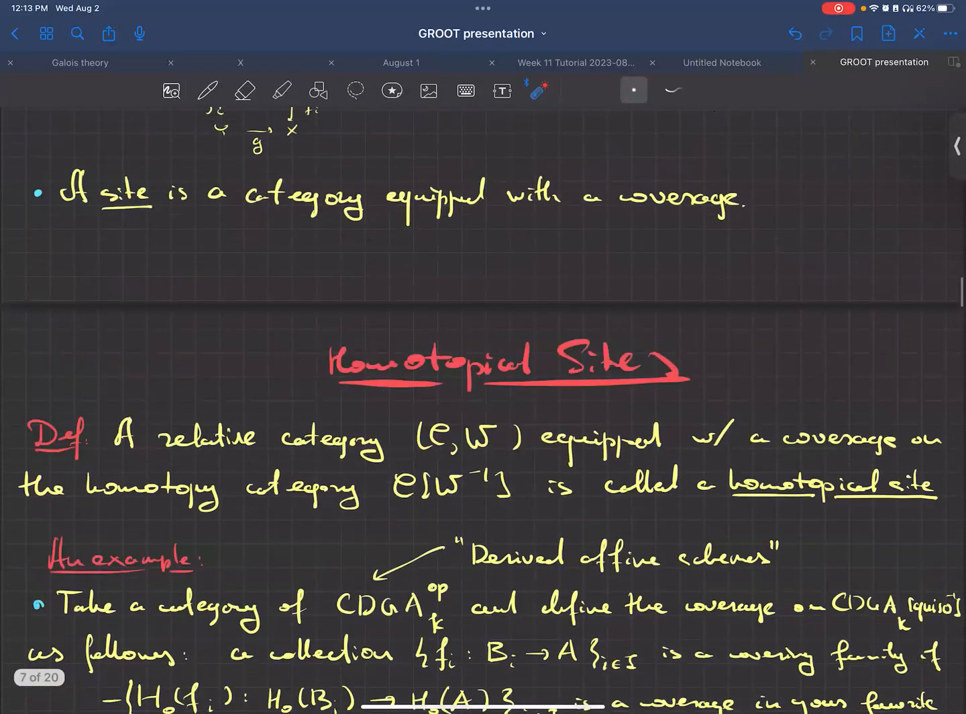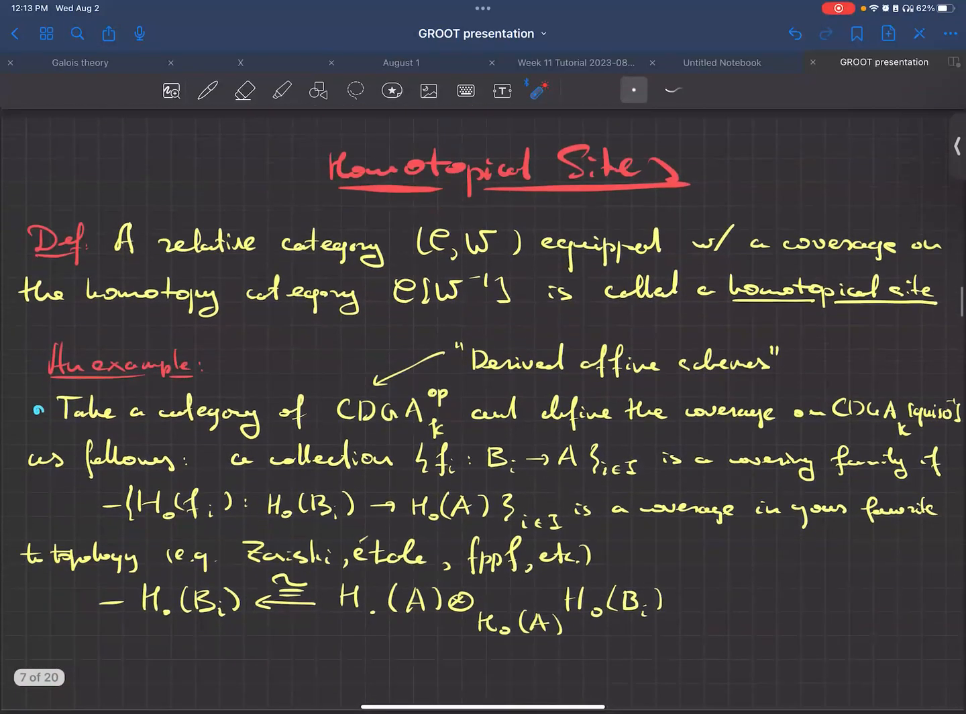So now we want to consider a homotopical version of this concept. And for this, we take a relative category, we equip its usual one categorical localization with the coverage, and we say that this is a homotopical site. And let's consider an example.